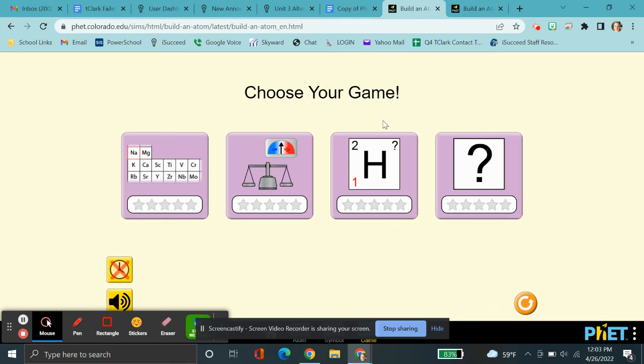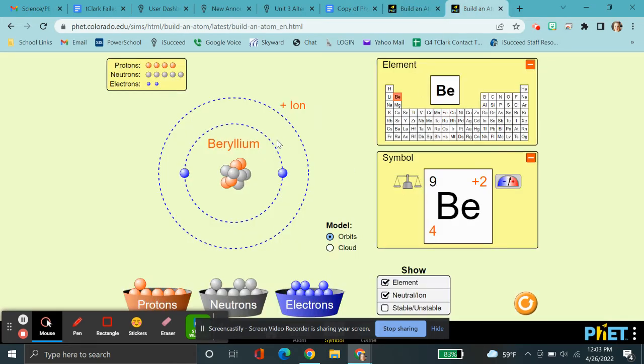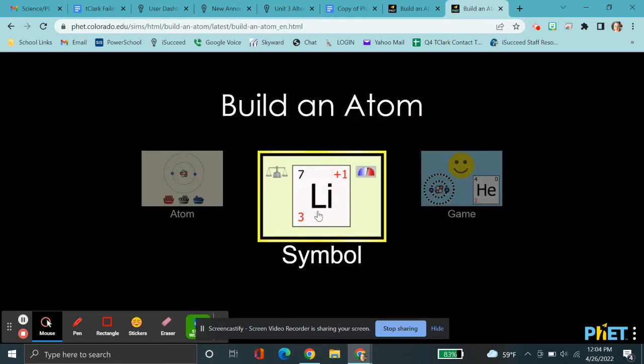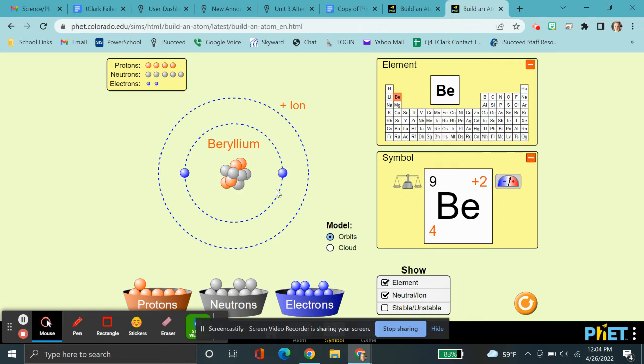So you can do the game one or come here. I would go to your symbol version. Here, I'll go home so you can see it. Go to symbol and go to carbon or carbon 12. Do we have enough? Yeah, okay. There's our carbon 12. I'm not sure if it's stable or unstable now. It's good for you to start playing with that at this point.